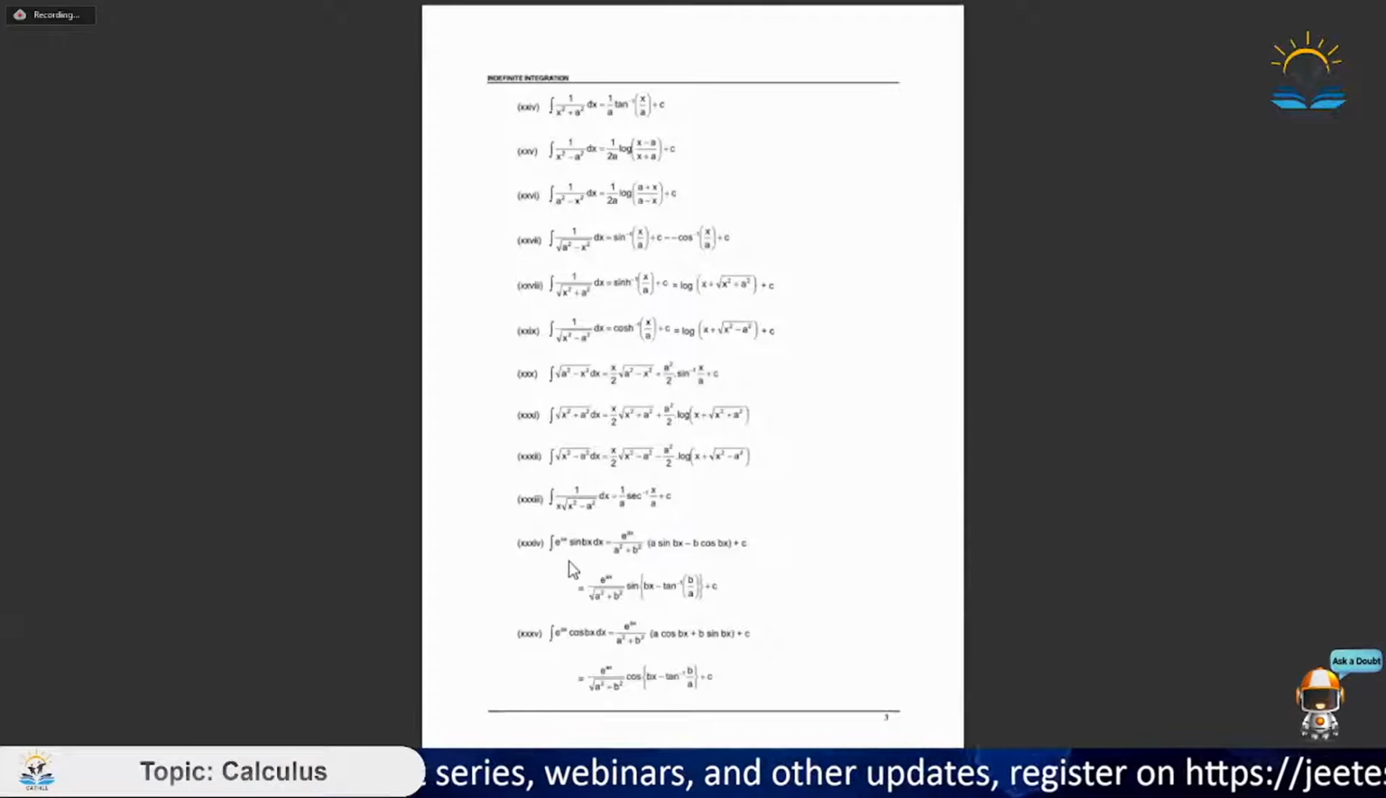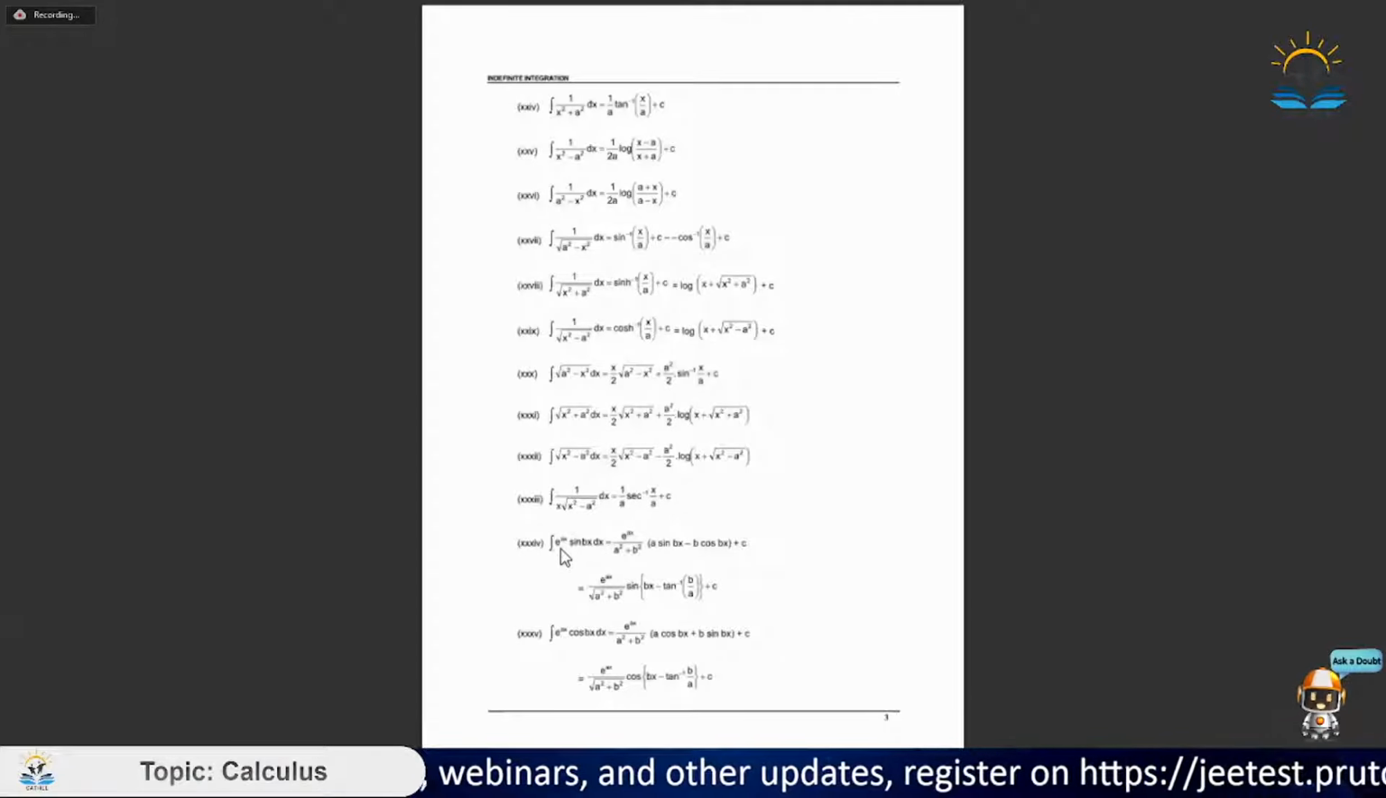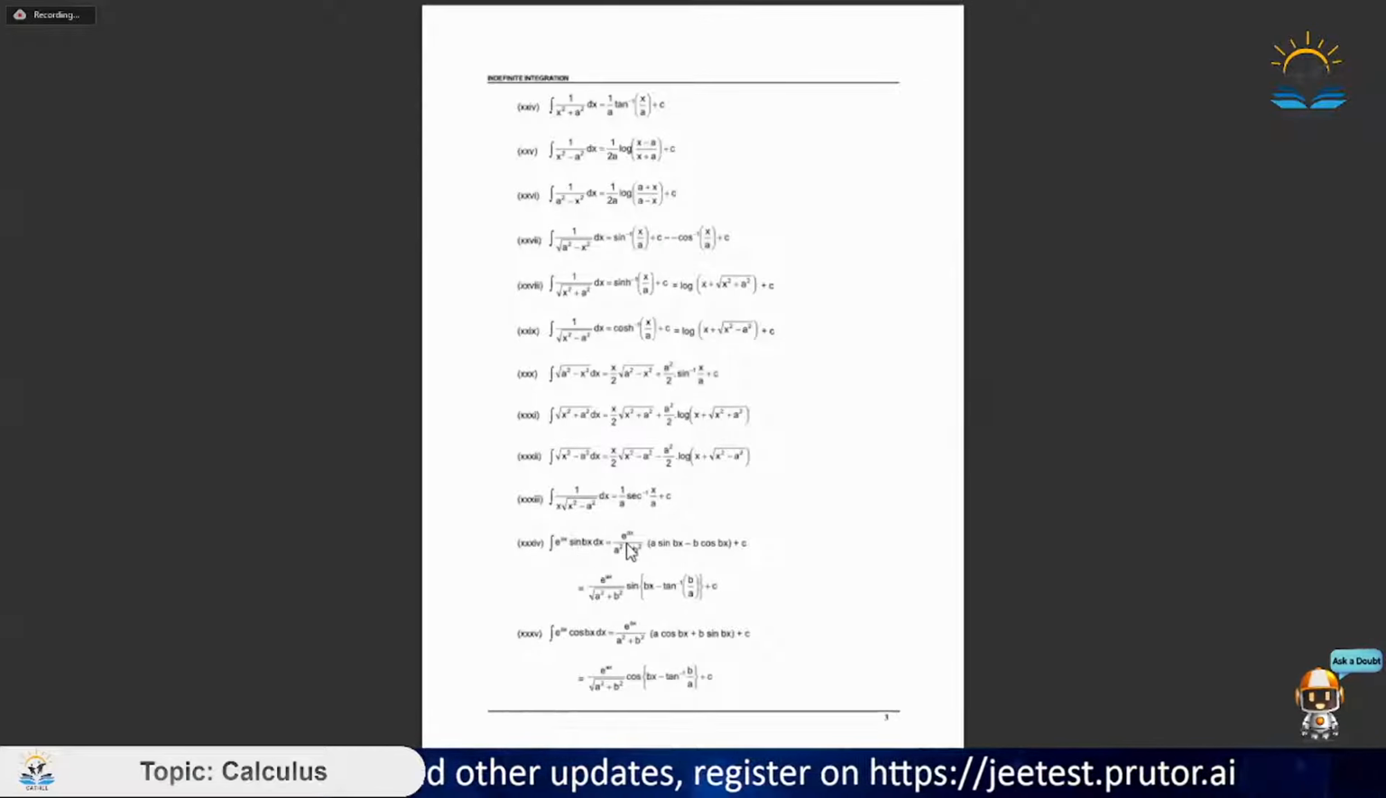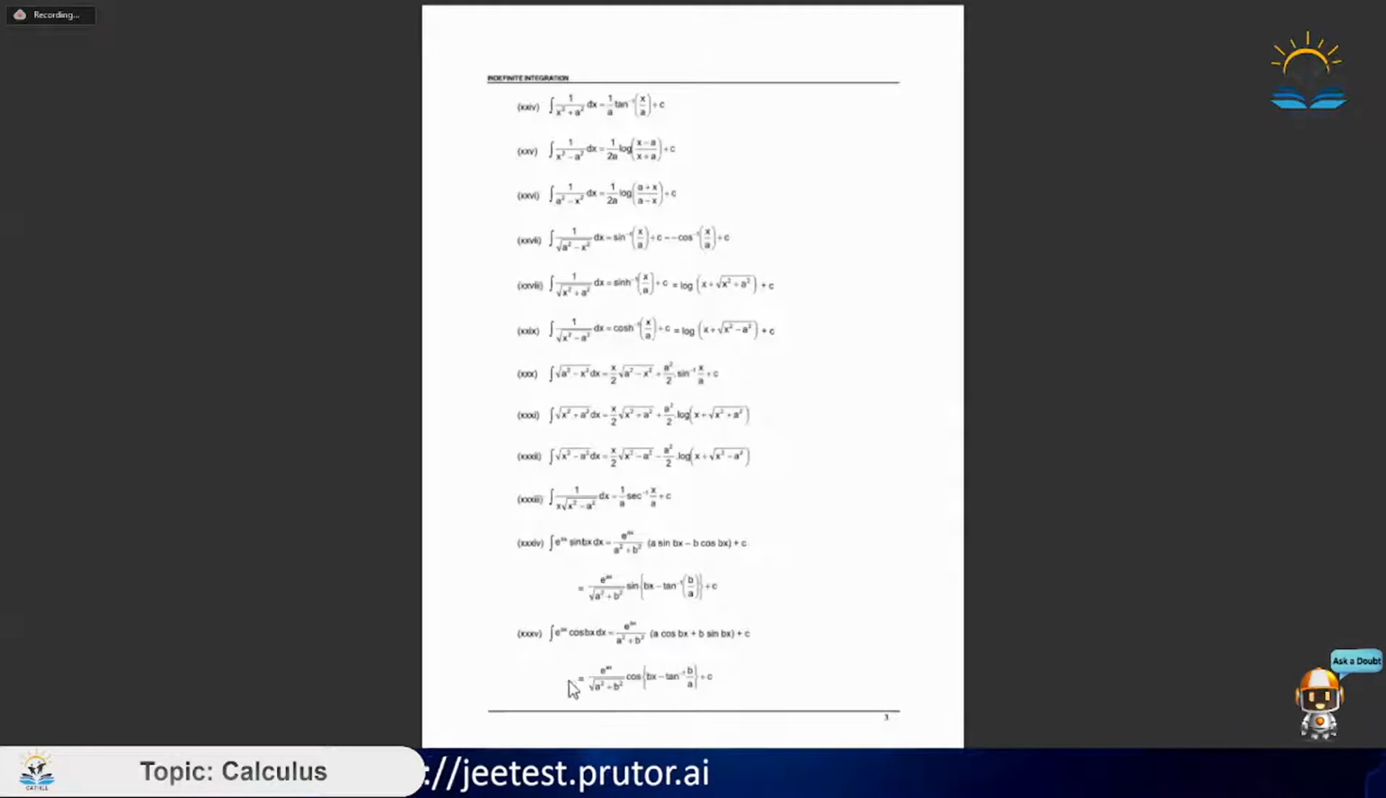Okay, let us move to the next slide. Please see this: e to the power ax sine bx dx. Here we have this integration as e to the power ax upon a square plus b square. Similarly, please also see this formula.